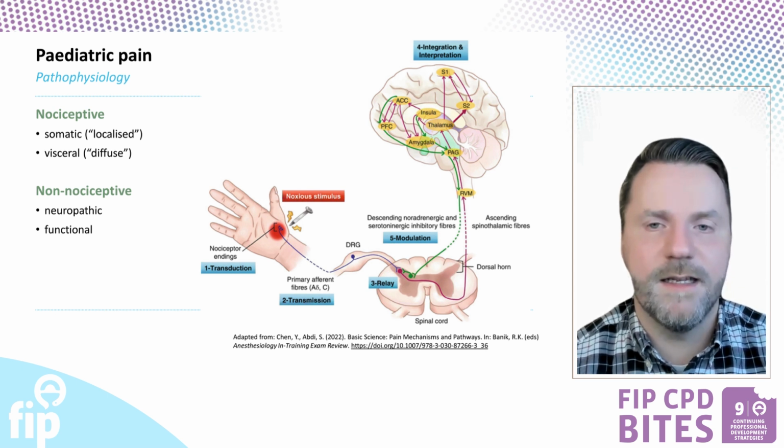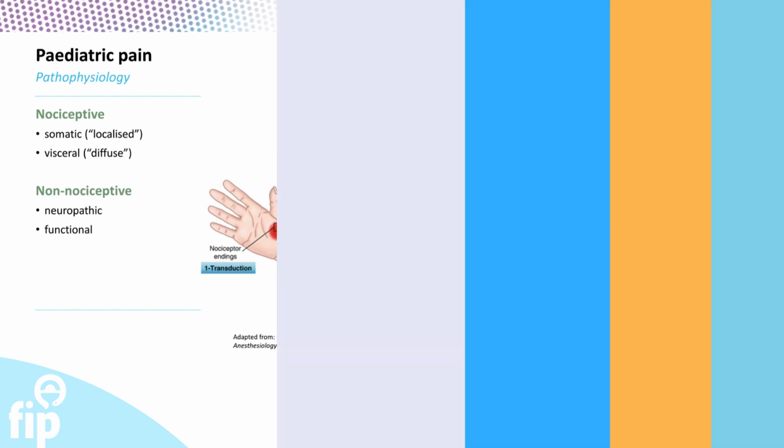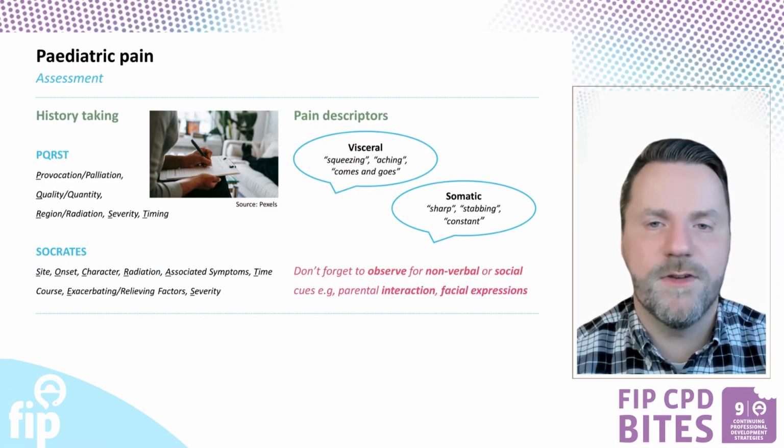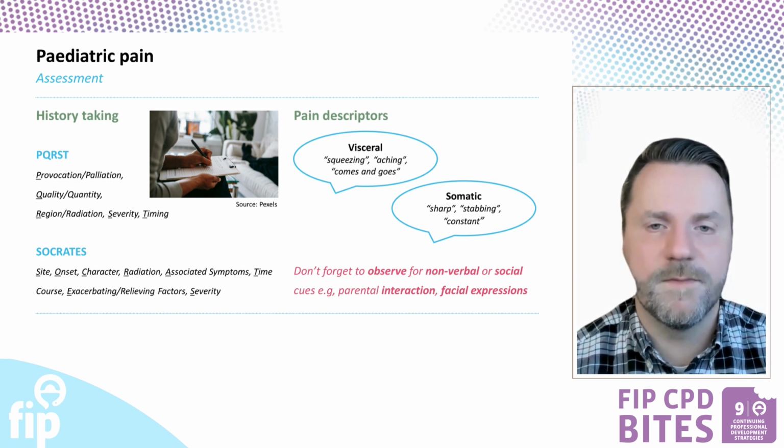Functional pain lacks a clear cause and is strongly influenced by psychosocial factors. Taking an appropriate history from the child and/or their caregiver is key to determining a course of action. To gather history about pain in children and young people, there are several methods that can be used.